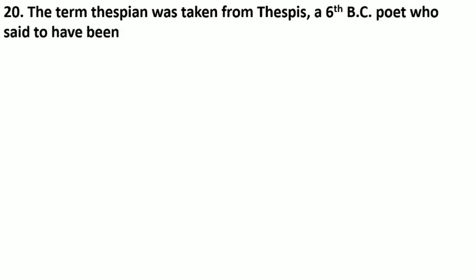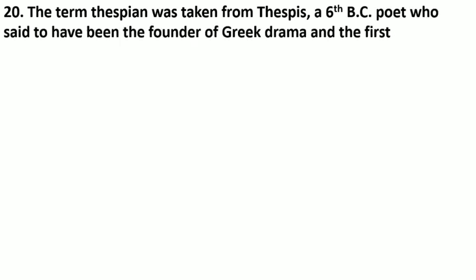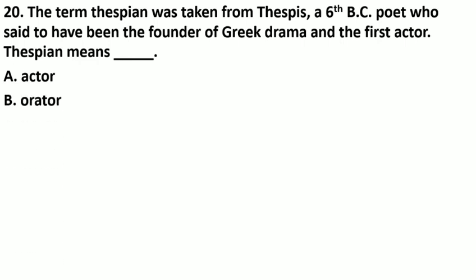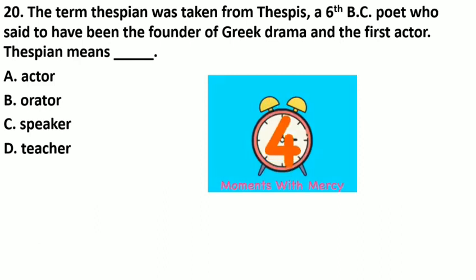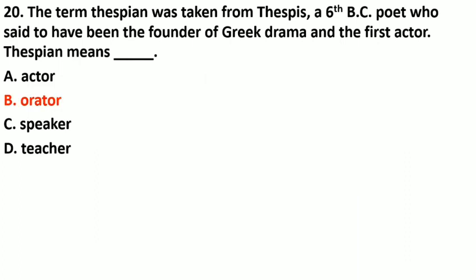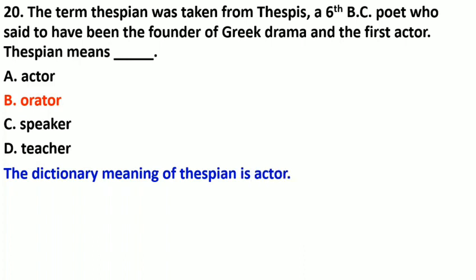Next, the term thespian was taken from Thespis, a 6th century BC poet who is said to have been the founder of Greek drama and the first actor. Thespian means A. Actor. B. Orator. C. Speaker. And D. Teacher. The correct answer here is option A. Actor. The dictionary meaning of thespian is actor.